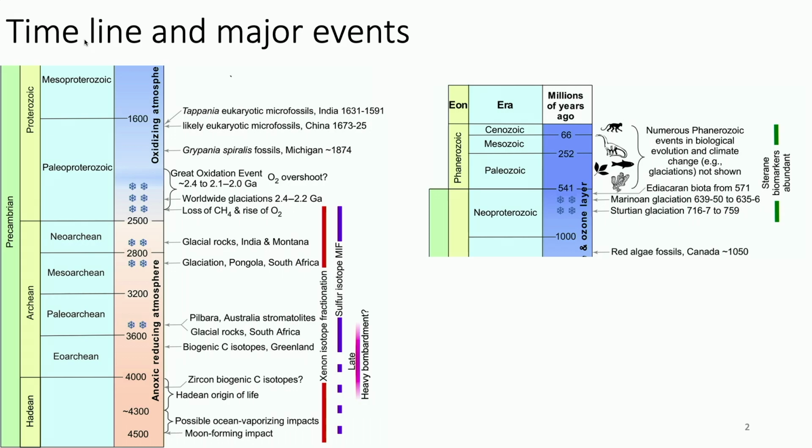So we're starting here from the beginning of the Earth. There was soon the moon-forming impact, and we've talked about it. I will say a few words about other potential ocean-vaporizing events. That's something that's debated. I will go through this time, and we'll talk about a number of these events, and I will stop somewhere at the end of the Archean.